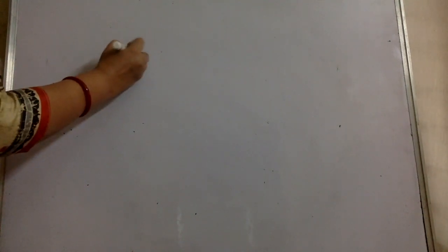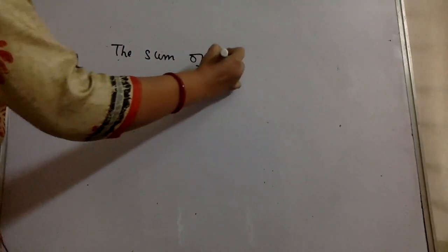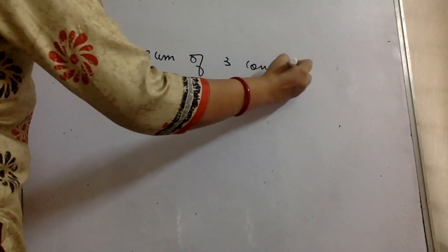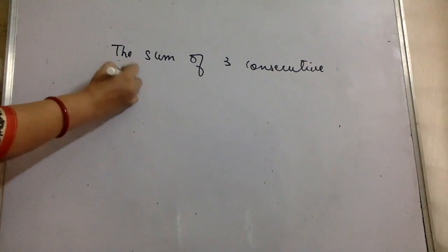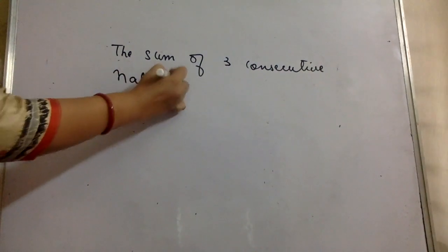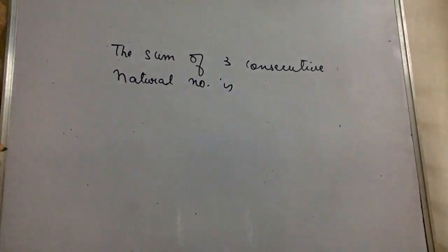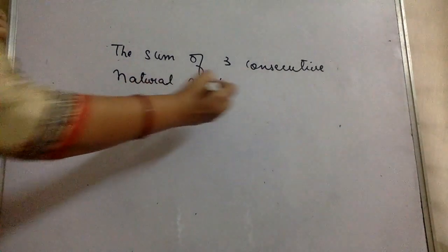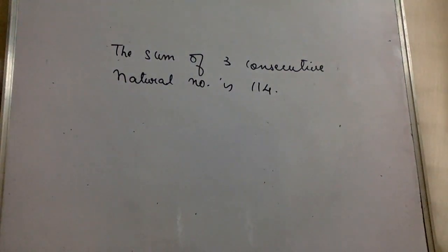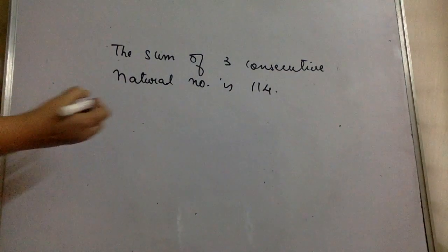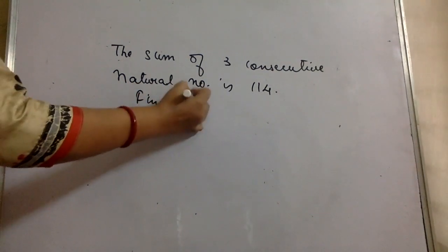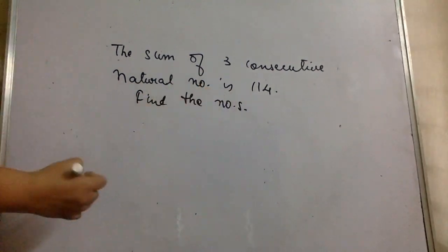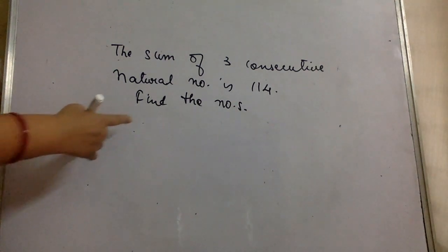The next sum is, the sum of 3 consecutive natural numbers is 114. Find the numbers.